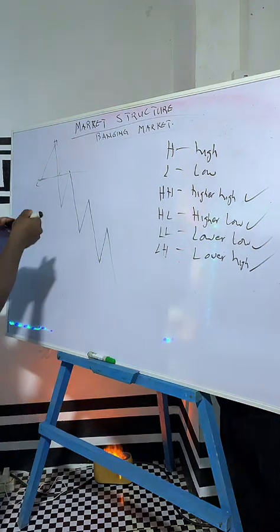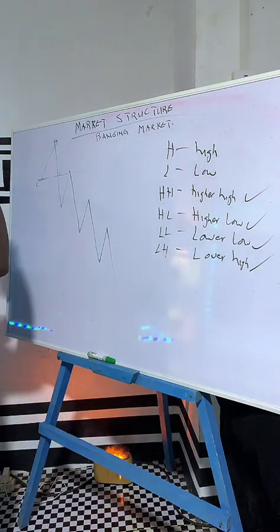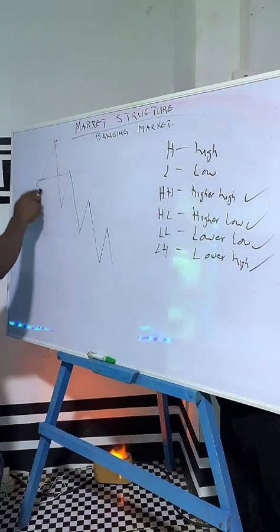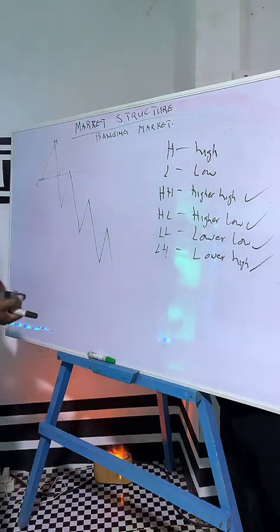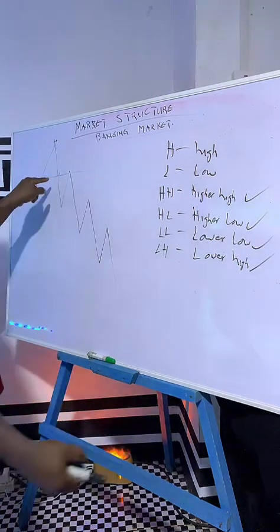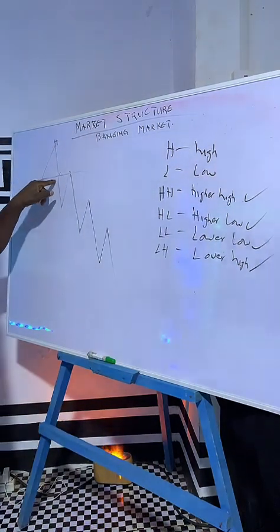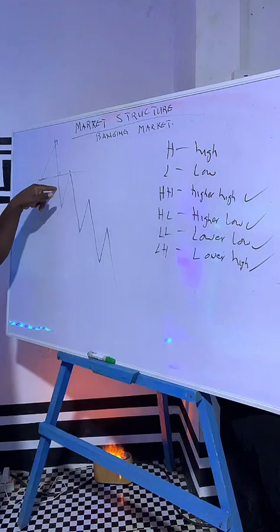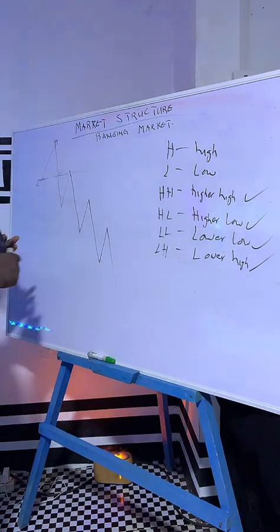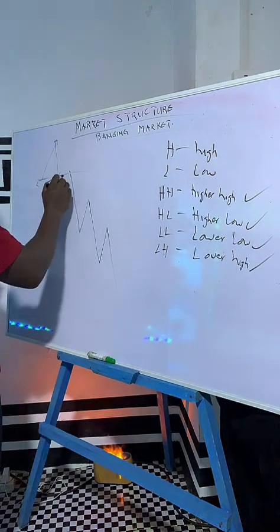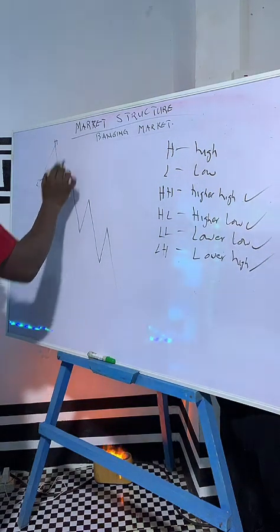Once it breaks the support zone, it means that there has been a change of character or a break of structure. So if you are looking for a buy, in this case, the buy has failed. So you shouldn't be looking for a buy. Instead, you should be looking for a sell. So what you have to do is wait for the market to pull back.